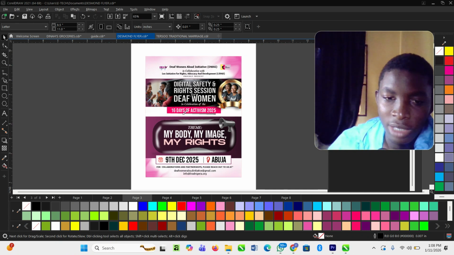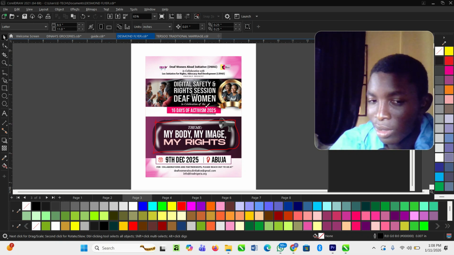We cannot actually distinguish this design. This is the theme. We can't differentiate the theme from the collaboration, the organization which is collaborating with the Deaf Women Allowed Initiative. It does not, because it doesn't actually solve a problem, because in this particular design, everything is too bold.